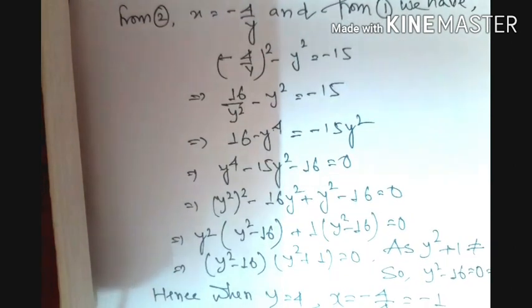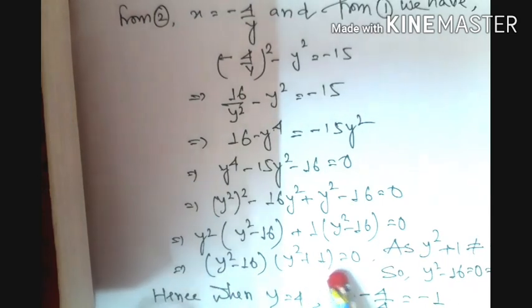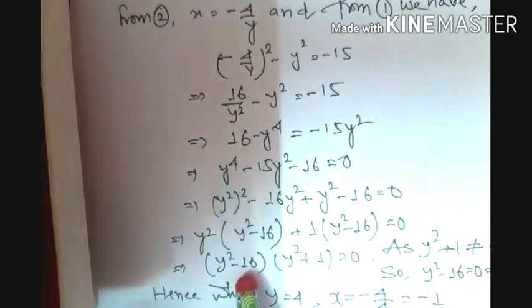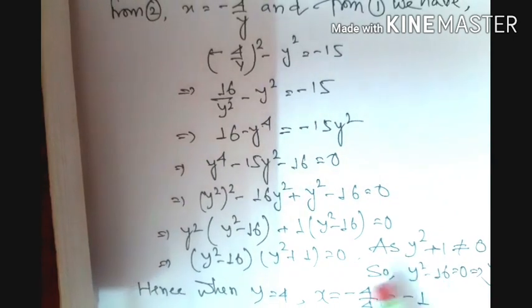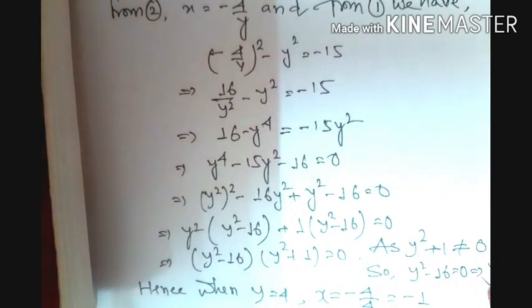So finally we have this equation, y to the power 4 minus 15 y square minus 16 equals 0. It is actually a quadratic equation with respect to y square. Here I have used the middle term method, after which you have (y square minus 16) into (y square plus 1) equals 0. So either y square minus 16 equals 0 or y square plus 1 equals 0, but here y square plus 1 is not equal to 0, because if y square plus 1 equals 0, then we will have an imaginary value of y.